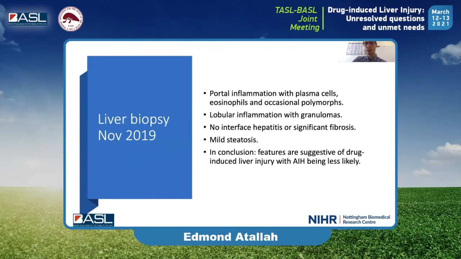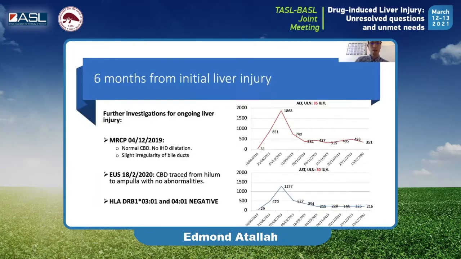There was no interface hepatitis, there was no established fibrosis, and the conclusion from the liver biopsy was that these features are more likely to be drug-related rather than autoimmune hepatitis. So going forward, 6 months down the line, her transaminases remained elevated.